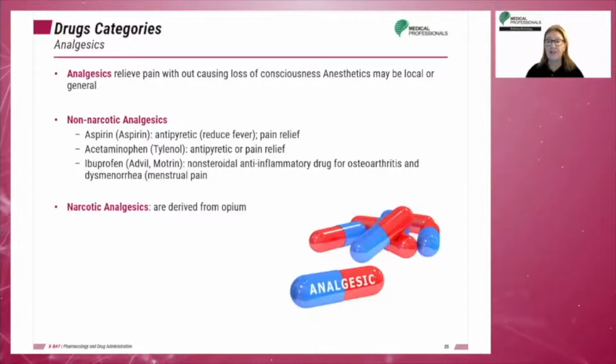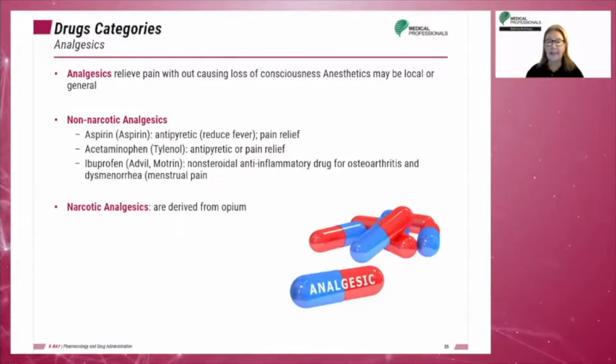Non-narcotic analgesics are aspirin or acetaminophen or Tylenol, which are used as antipyretic drugs to reduce fever or as pain relief. Ibuprofen such as Advil or Motrin is a non-steroidal anti-inflammatory drug for osteoarthritis and dysmenorrhea or menstrual pain.